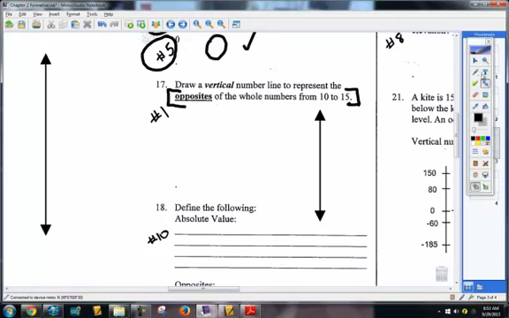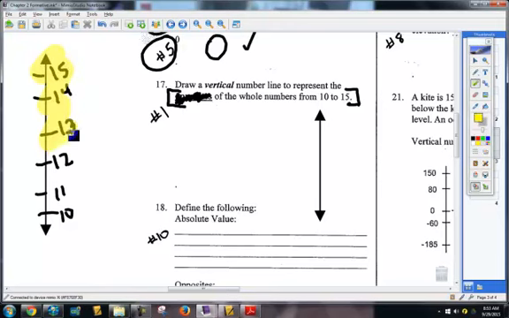Let's imagine that I just went ahead and took out the word opposites. Okay, they're out. They're gone. So I just want to represent the whole numbers from 10 to 15. What am I going to start at here? 10, 11, 12, 13, 14, 15. Does everybody understand where I'm coming from on that? Yeah. If it didn't say opposites, that would be the correct answer.